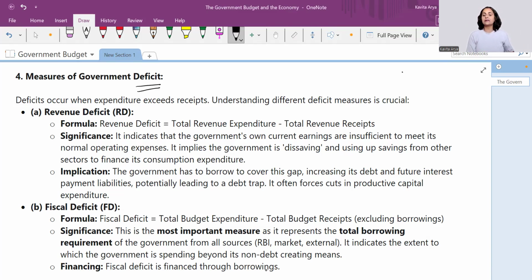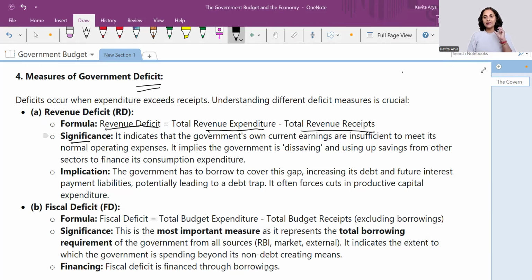And the same happens with the government also. So when government's operating expenses are not met with its routine recurring incomes, it gives rise to a situation of revenue deficit. And what's the formula? The formula is total revenue expenditure minus total revenue receipts. We have already had this discussion in our previous class. The revenue receipts can be the tax and non-tax receipts. And the revenue expenditures can be the salaries and wages of the government departments, the other routine expenses, right? The consumable expenses, etc.